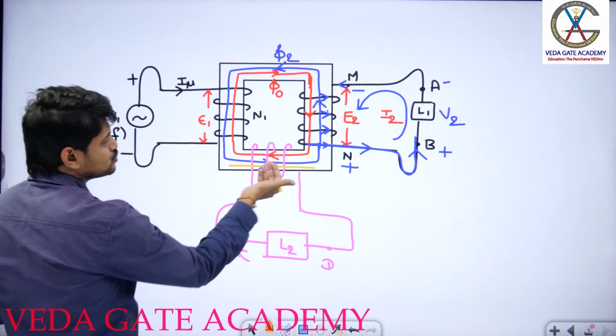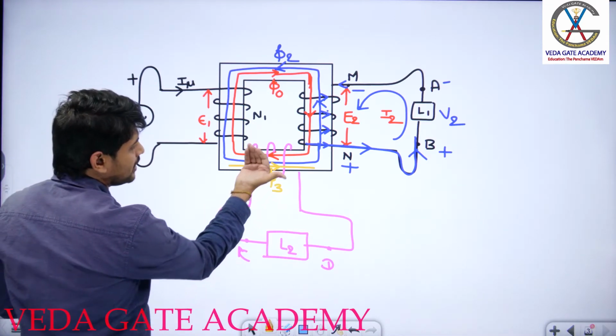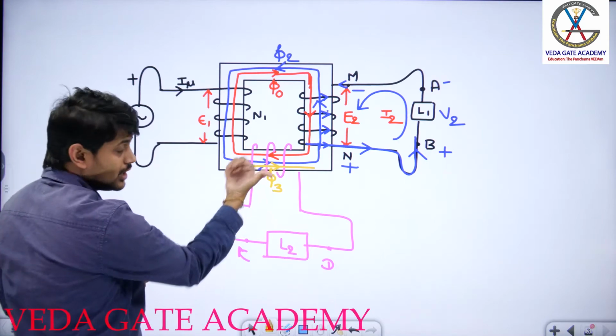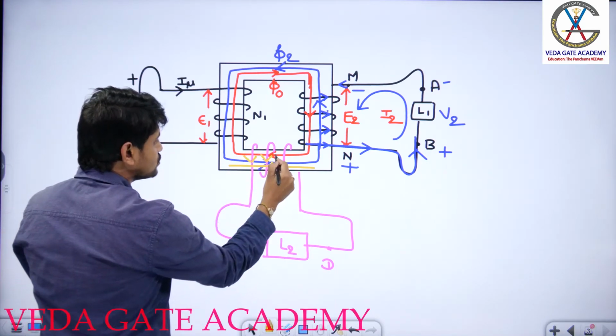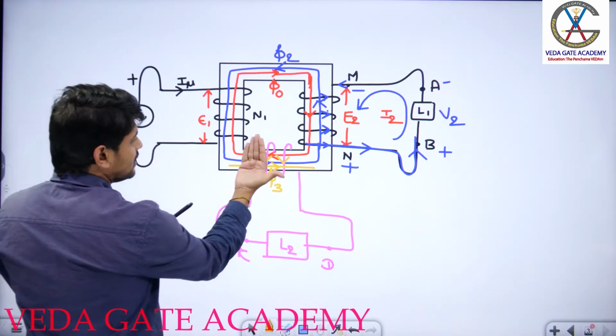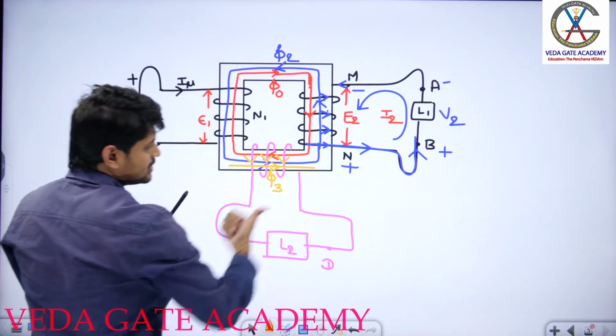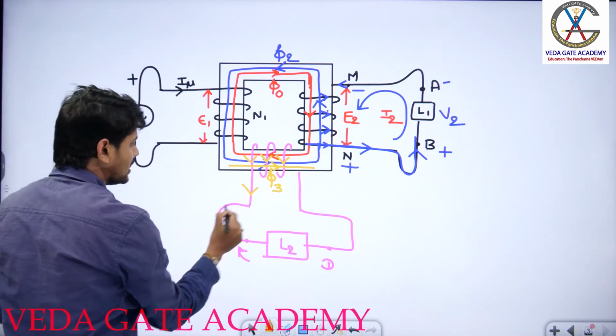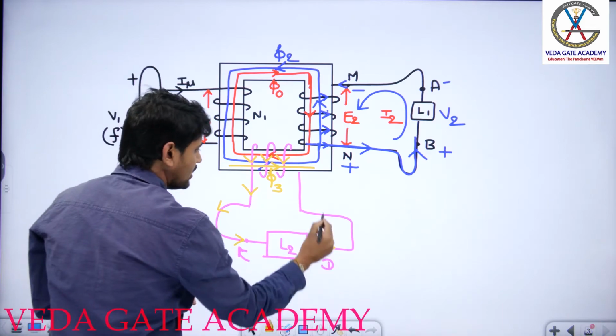If I want to get flux in this fashion, my current has to move in this direction. Are you following? So that means the direction of current should be in this way. Then only we are going to get phi 3 in this direction. So can you tell me, is this my direction of current, yes or no?